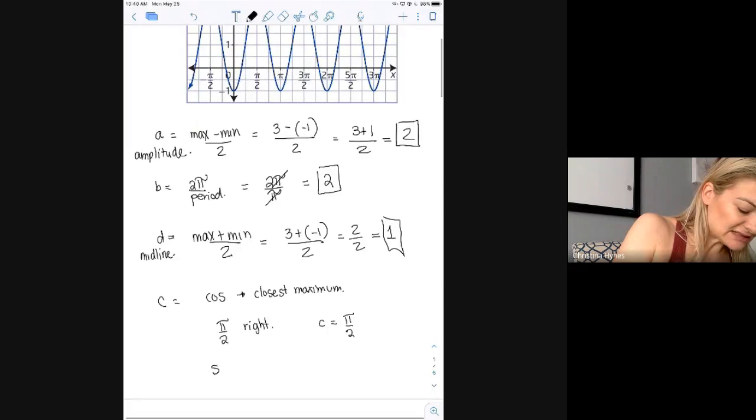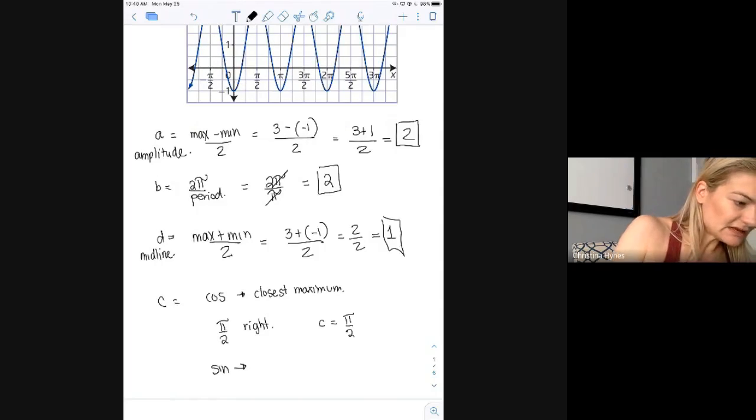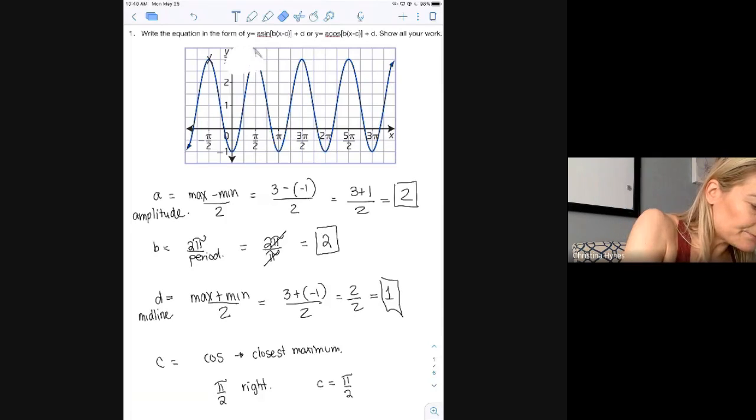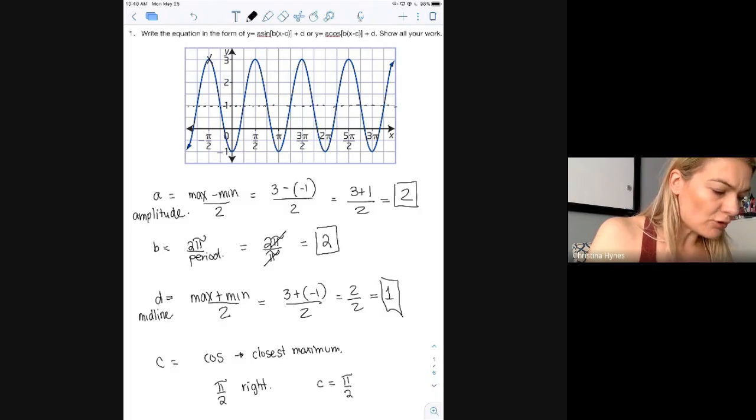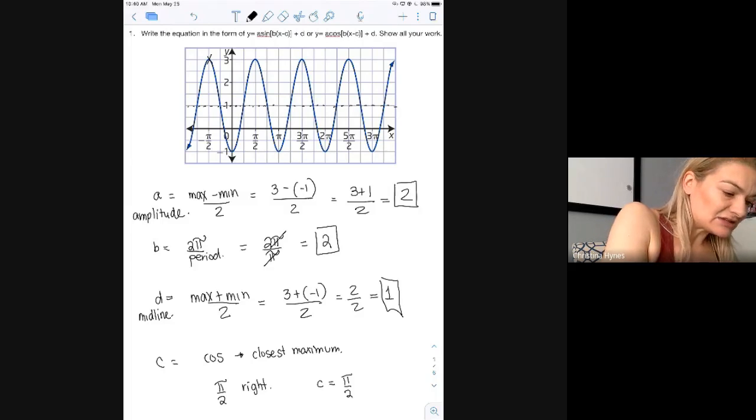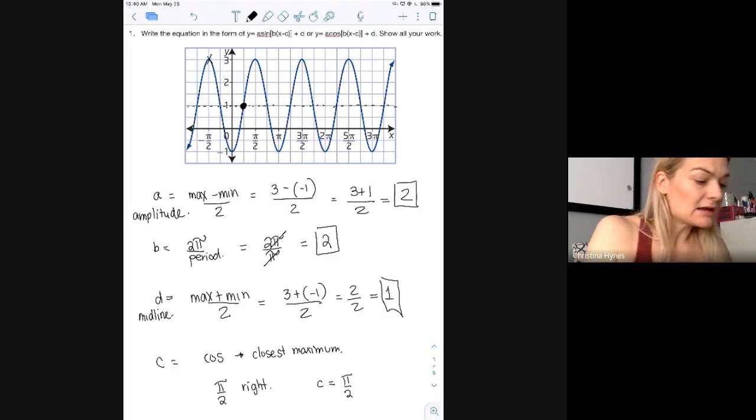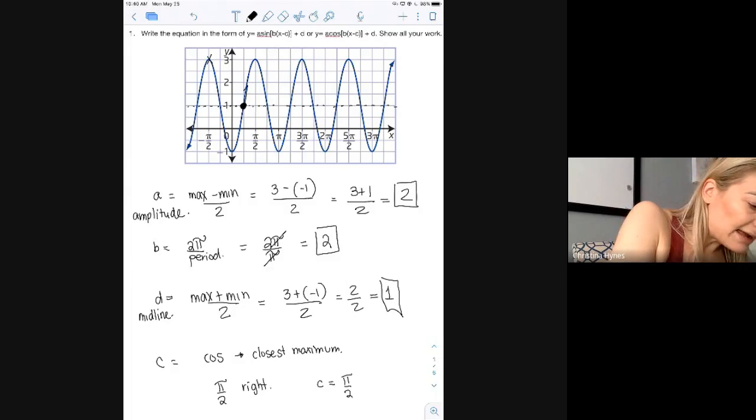Then you want to look at sine. Sine is a little trickier. Remember how I said that the 1 was that midline. So I'm going to trace out that midline again. You want to find the closest point where the graph is at the midline. So this point right here, do you see how that is on the actual midline? And it should always be going up from that midline.